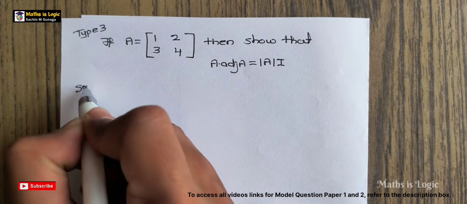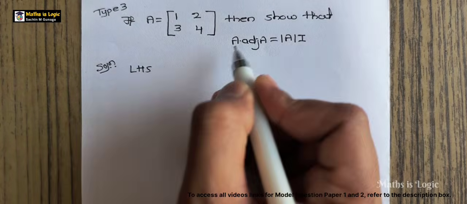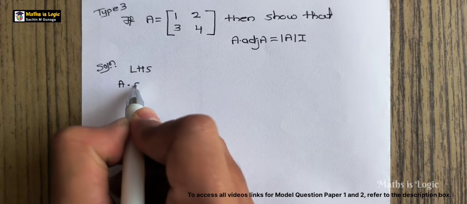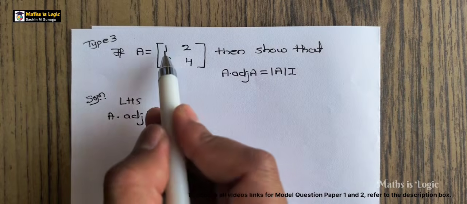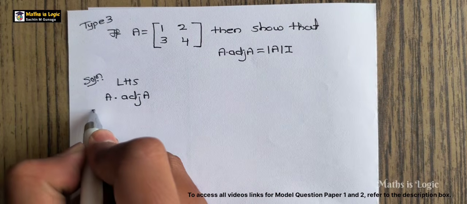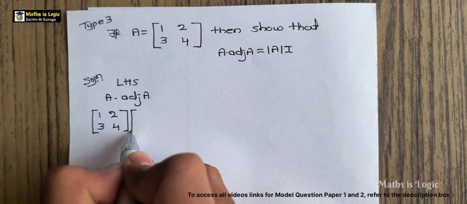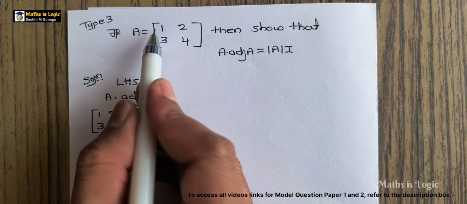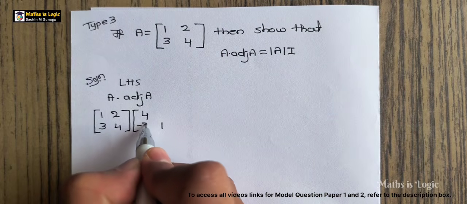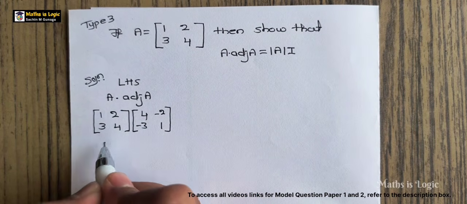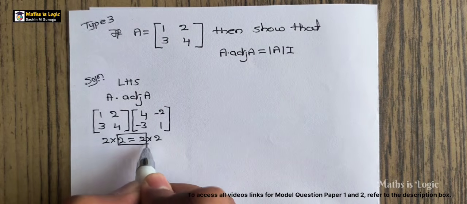So in the solution, first I am going to write LHS. What is that LHS? A into adjoint of A. As usual, first A. What is the A value? 1, 2, 3, 4. So write 1, 2, 3, 4. Next, into take adjoint of A. Adjoint means interchange principal diagonal elements. For the remaining elements change the sign, -3, -2. So 2 cross 2 is equals to again 2 cross 2. So these two are equal. So possible.